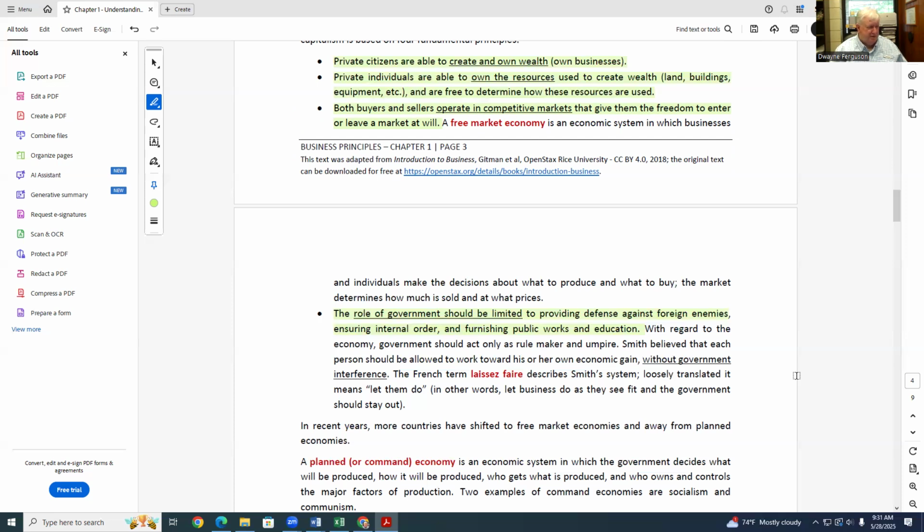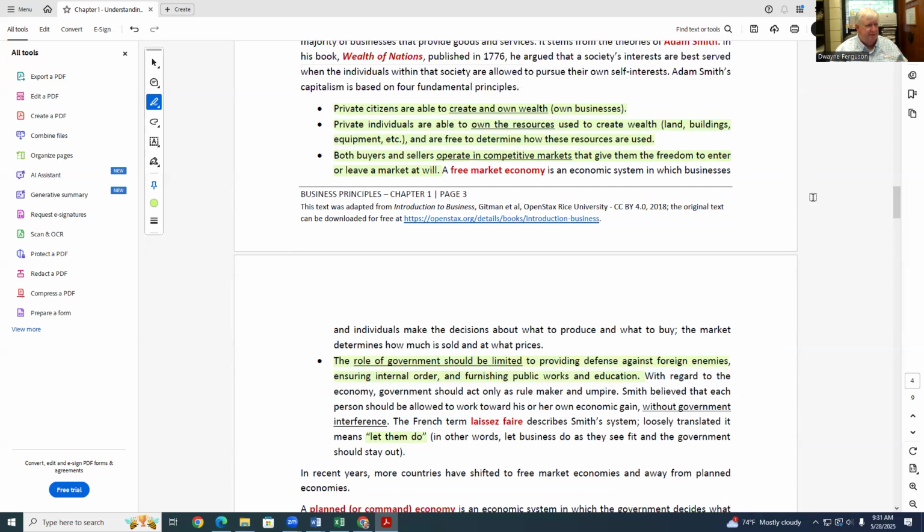that Adam Smith would have said, hey, you have to have these to have a capitalistic system. By the way, he called this laissez-faire capitalism. In other words, government stay out, no government interference. It's a French term that actually means let businesses do as they see fit, government stay out. So, yeah, I hope this is something that you're getting.